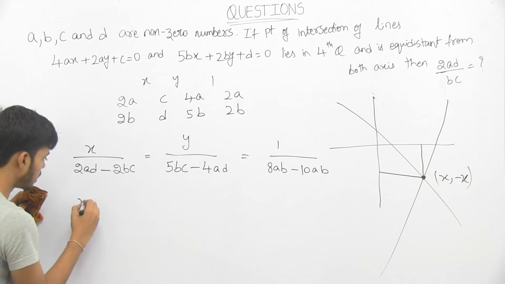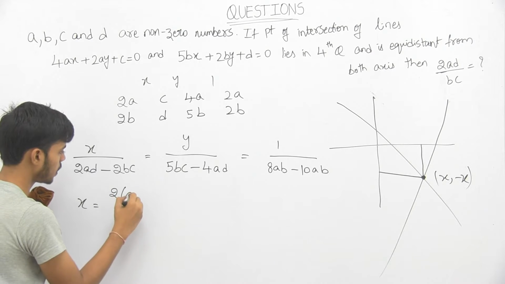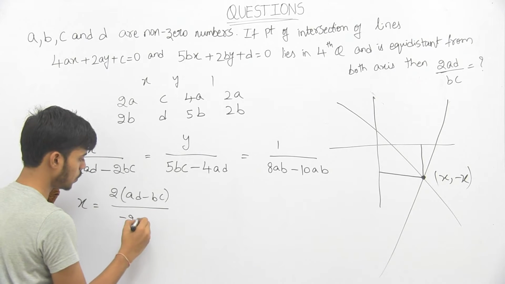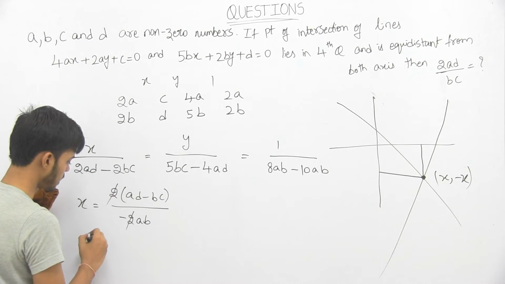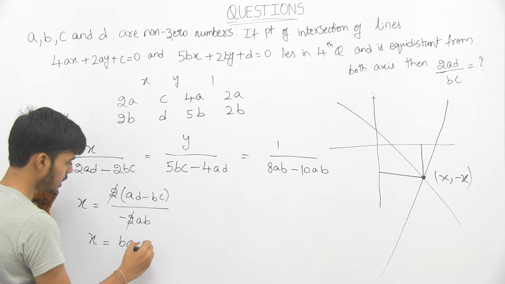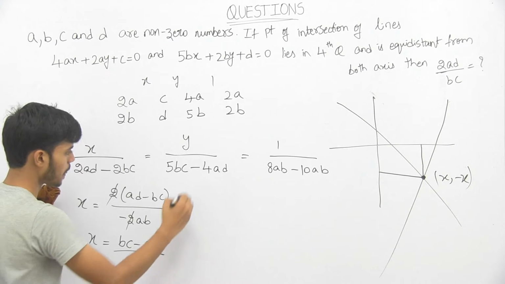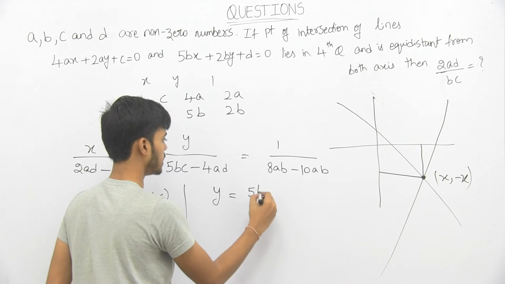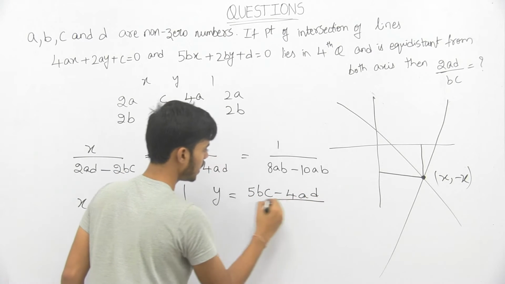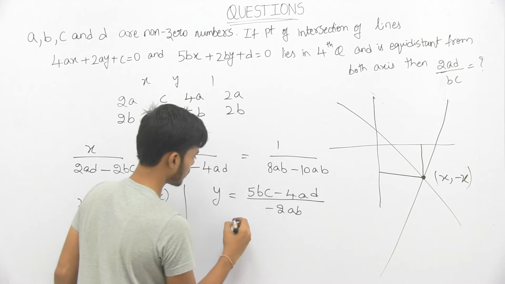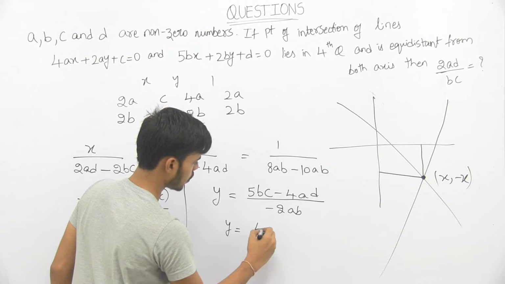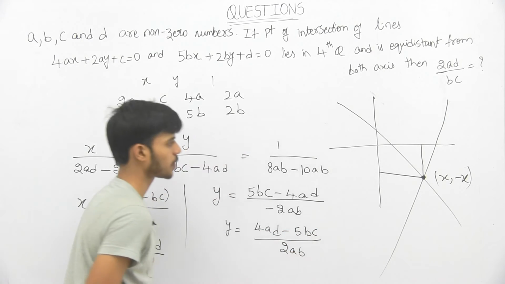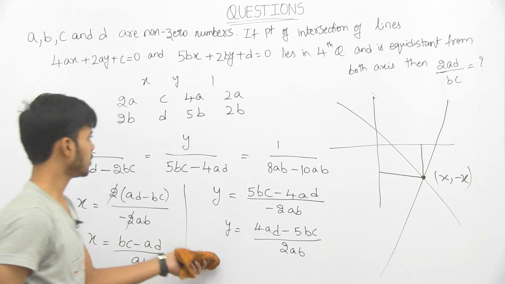So x comes out to be 2 into (ad minus bc) by minus 2ab. So 2 gets cancelled, x is equals to (bc minus ad) by ab. In the same way, we write y is equals to (5bc minus 4ad) by minus 2ab. So y is equals to (4ad minus 5bc) by 2ab. ओके, हमें x आ गया, y आ गया.